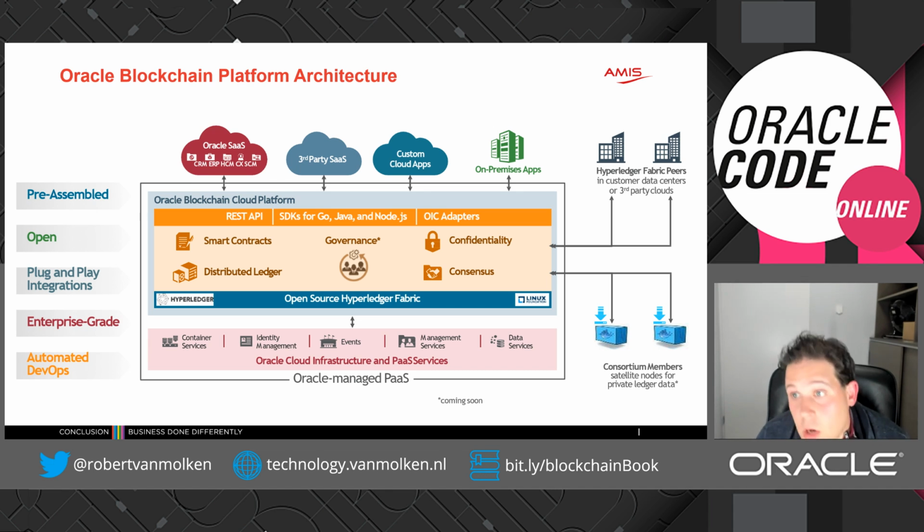You are able to connect Hyperledger Fabric peers itself, so the standard Hyperledger Fabric peers that maybe are running on a third-party cloud like Amazon or Azure or even on-premise. And then this year they also will provide satellite nodes, so they are separate nodes you can install, so you don't need an environment.